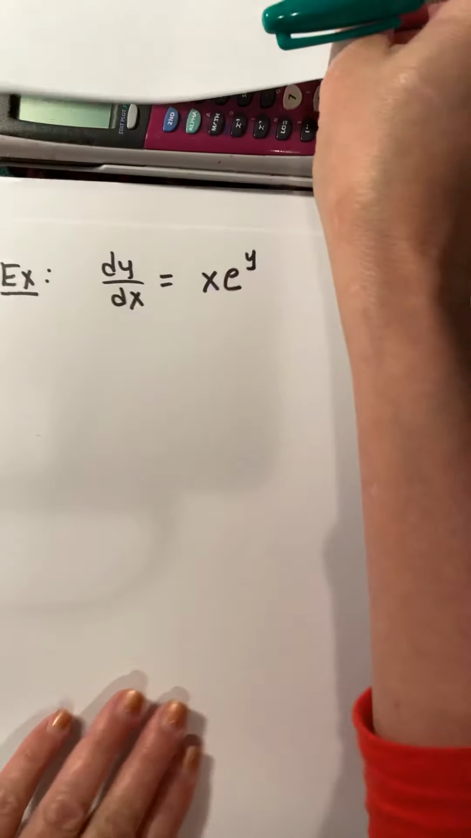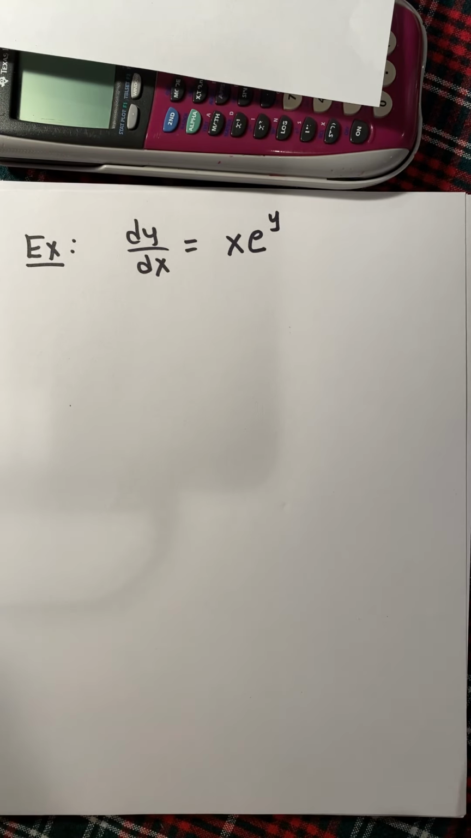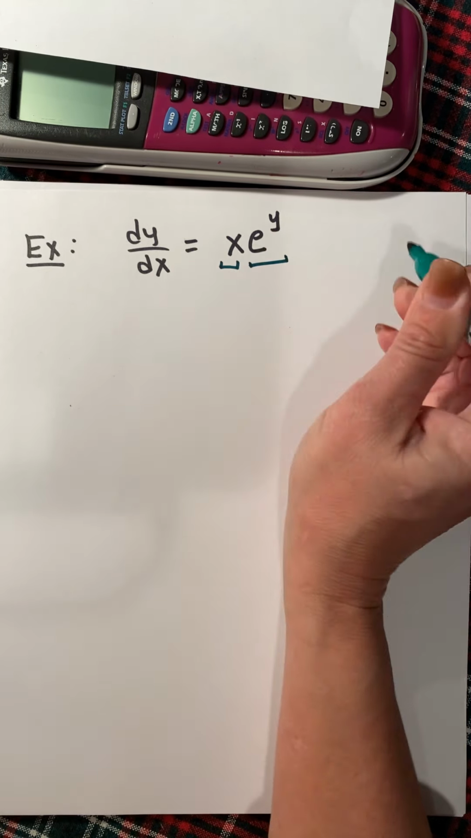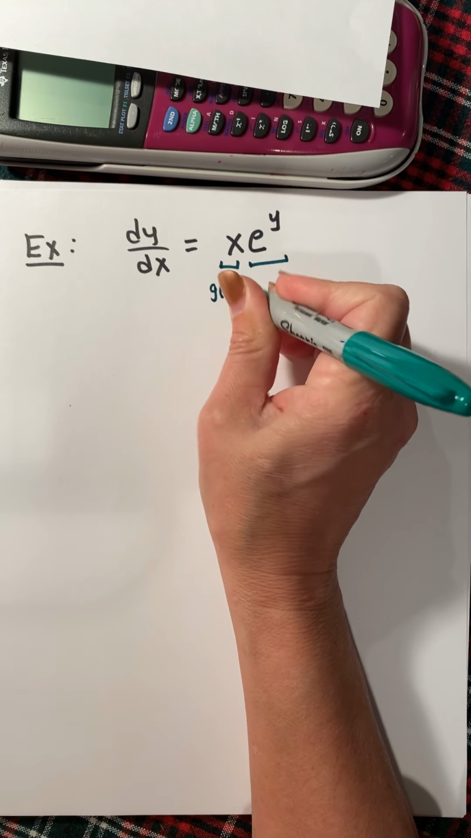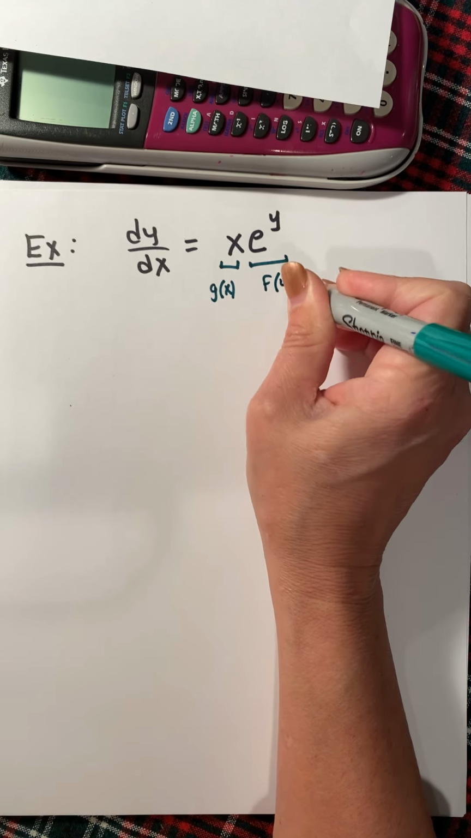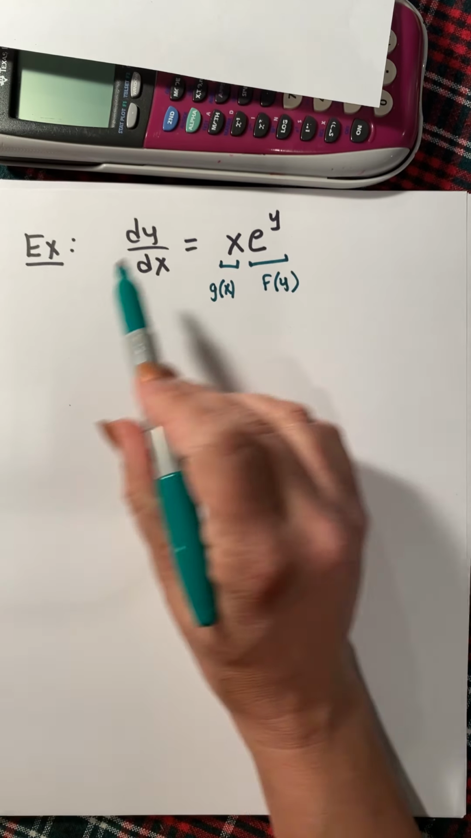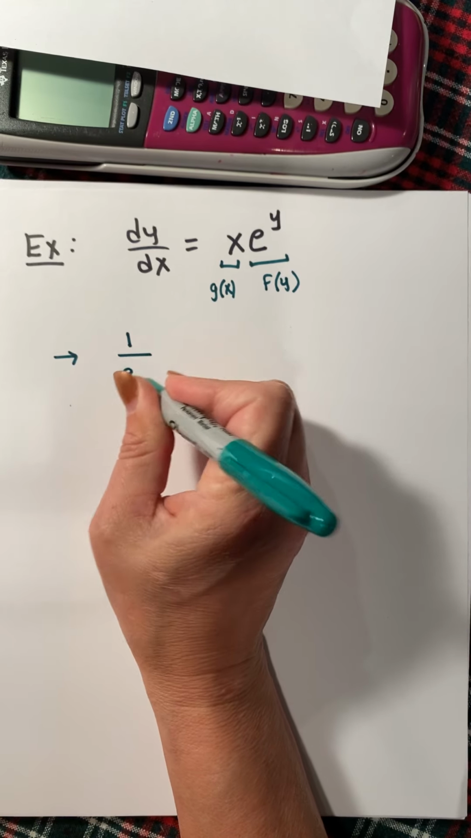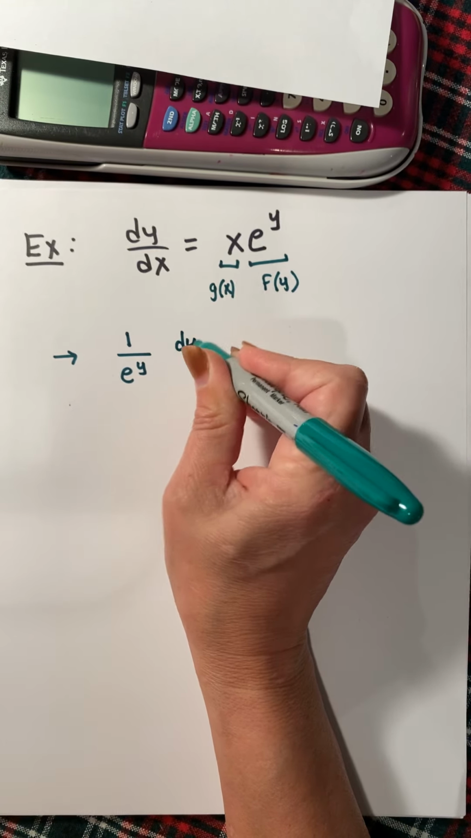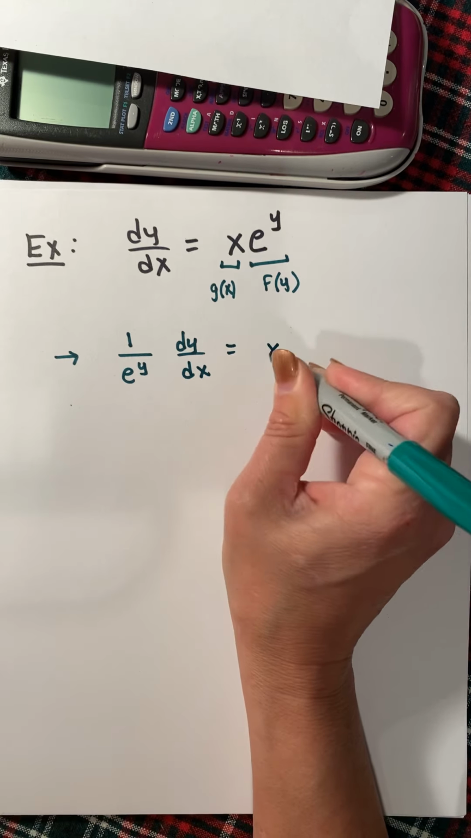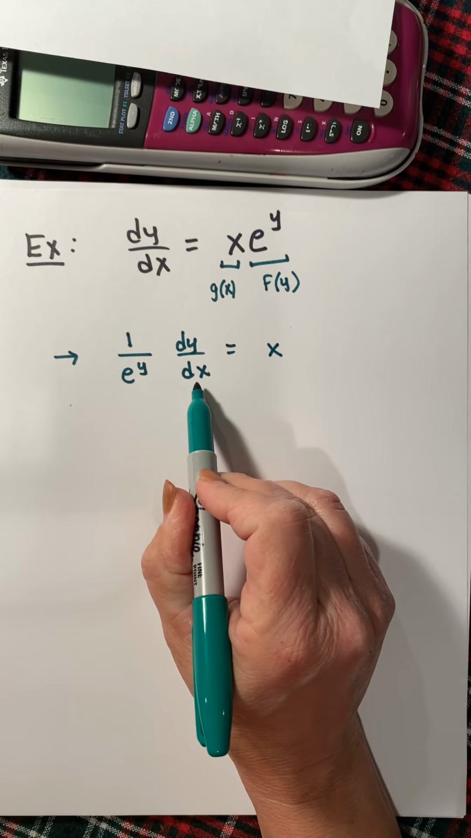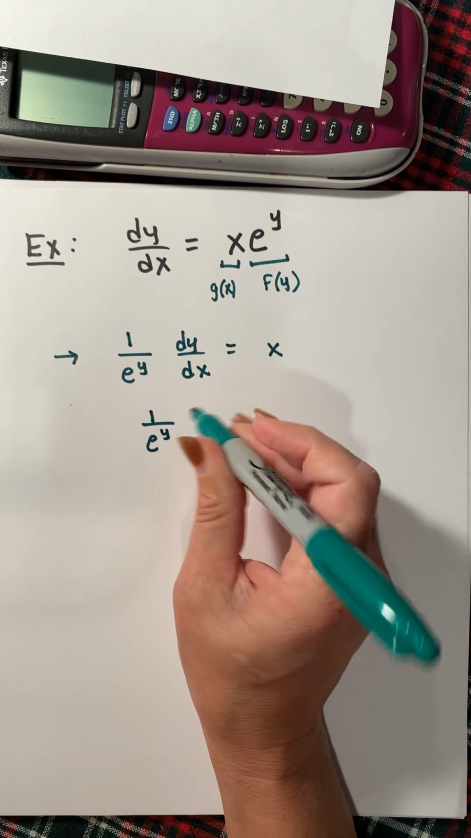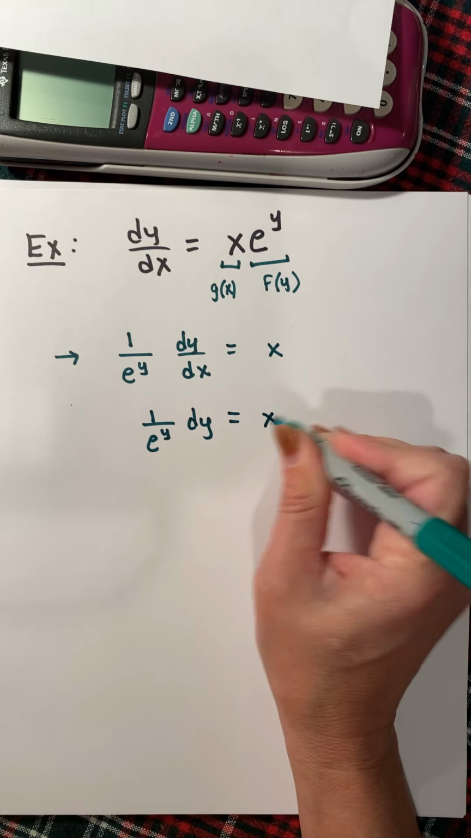All right, let's look at dy dx equals x times e to the y. Clearly, we have a product on the right-hand side. This would be our function of x. This would be our function of y. So I'm going to bring the e to the y over to the other side, and I'm going to get 1 over e to the y dy dx is equal to just x. And then I'm going to multiply both sides by dx, bring this differential over to this side. We get the function 1 over e to the y dy equals x dx.